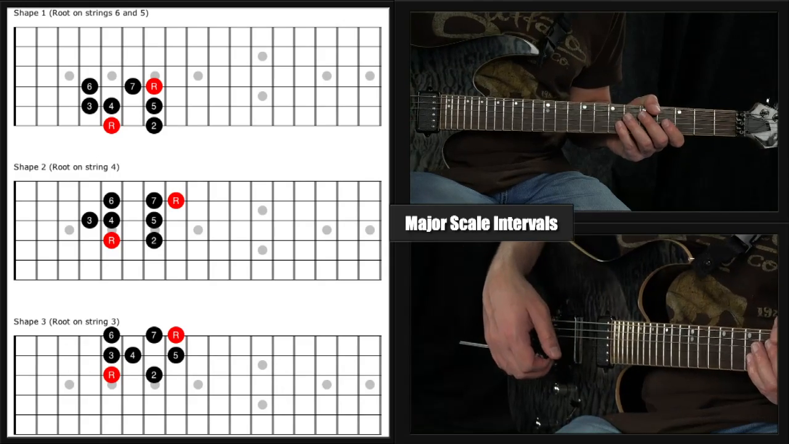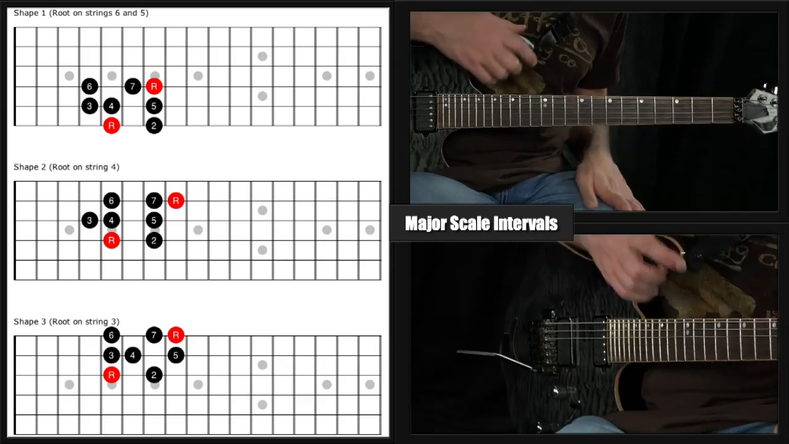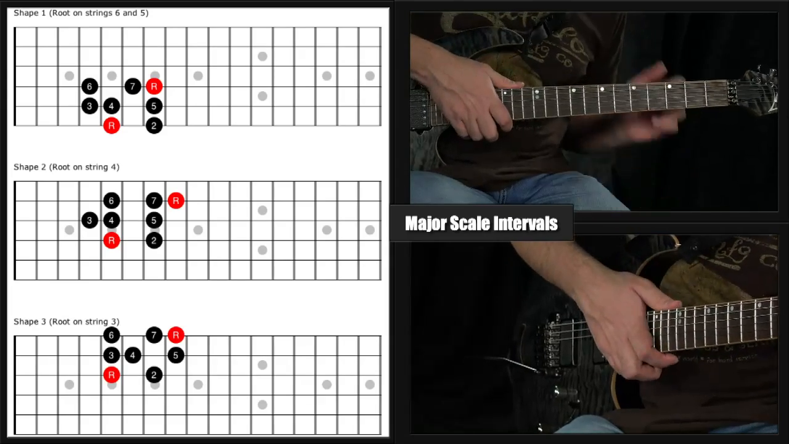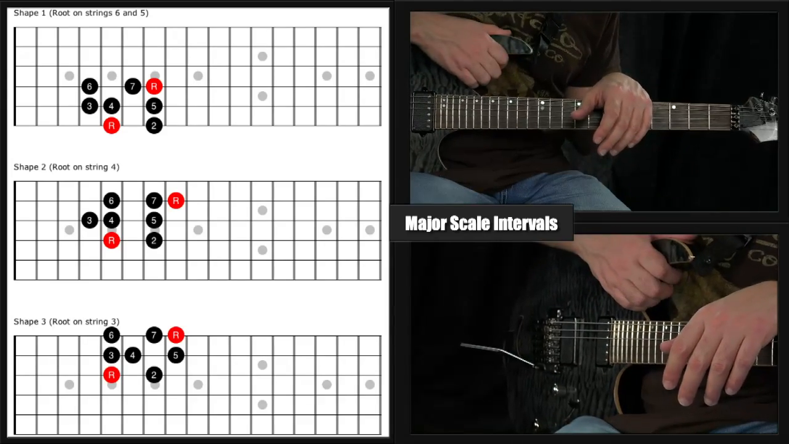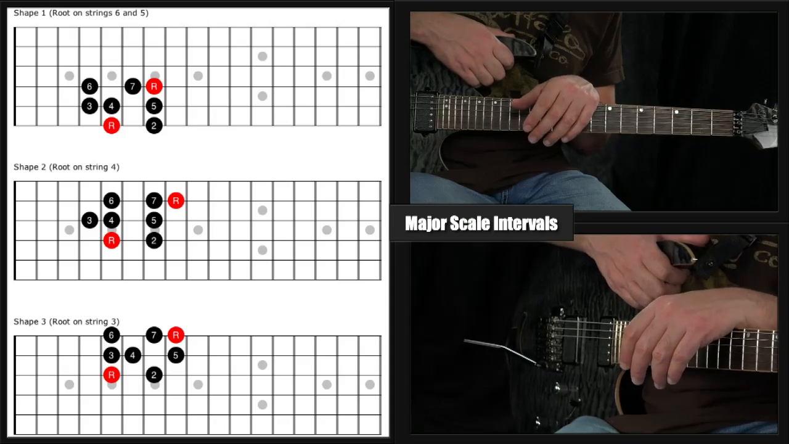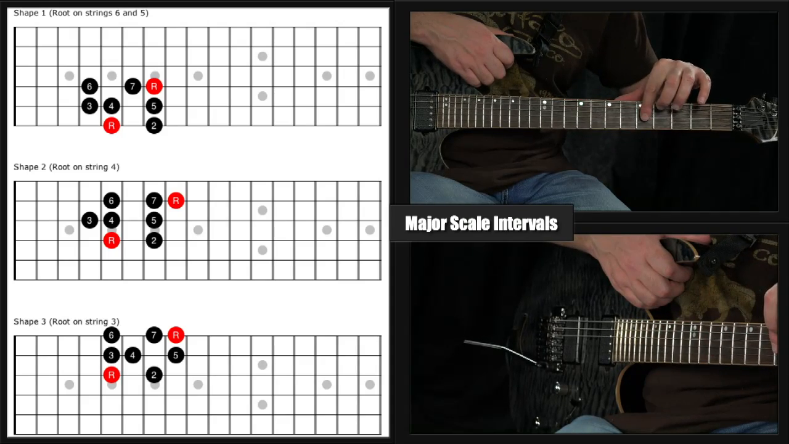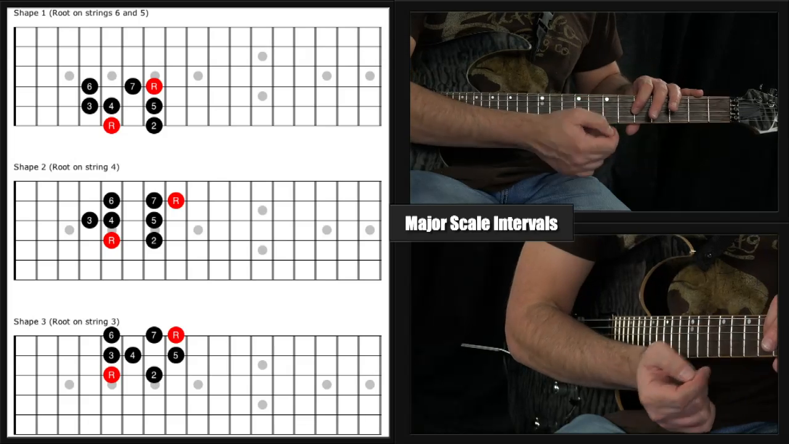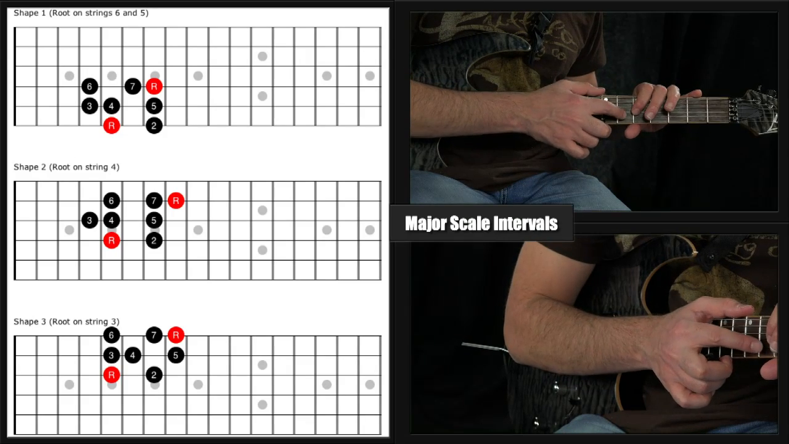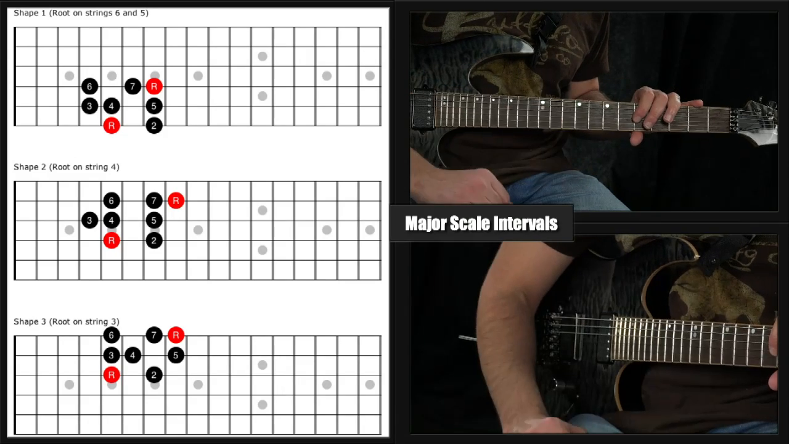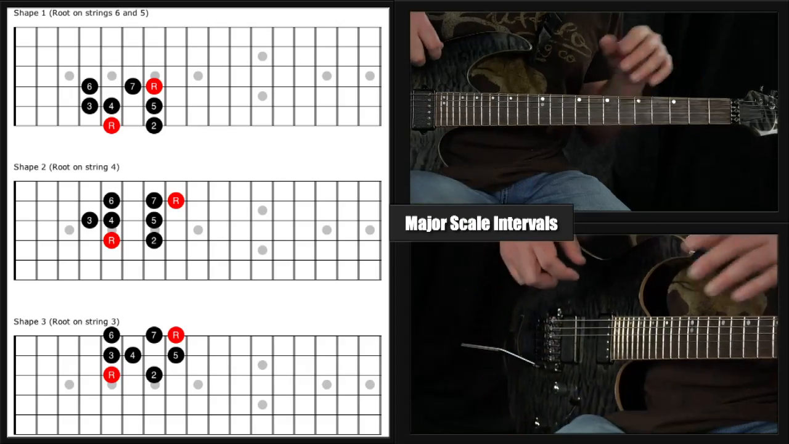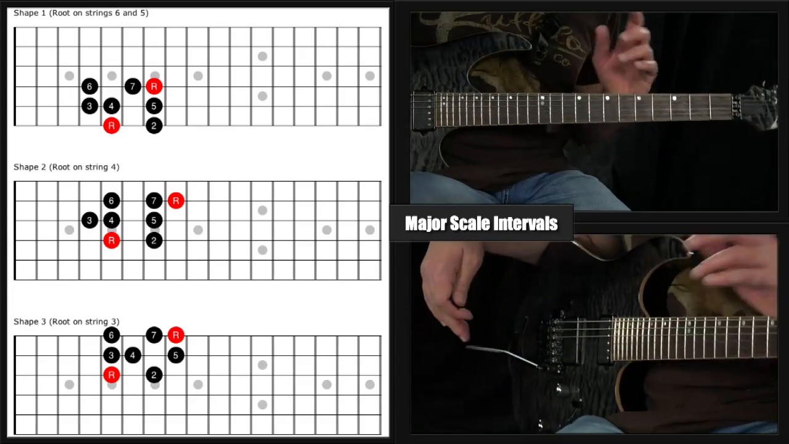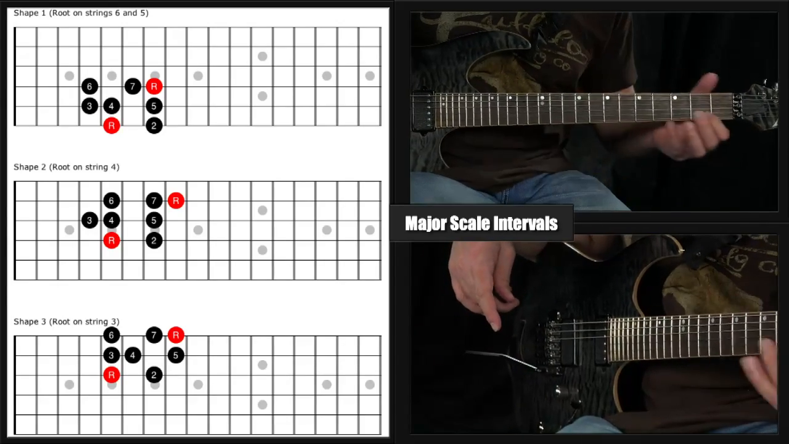Okay. Really quick, we're going to look at that third shape, which is again different because the third shape lists the intervals with a root on the third string. And on the third string, if we take the next three strings, we will have strings 3 and 2 together at the same time. So the shape is going to change slightly. You've got a new shape here to learn for all the intervals that are starting on that third string.